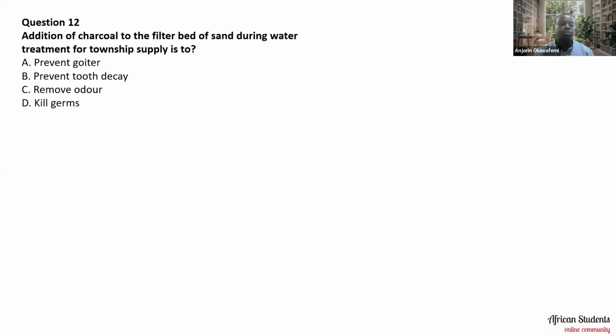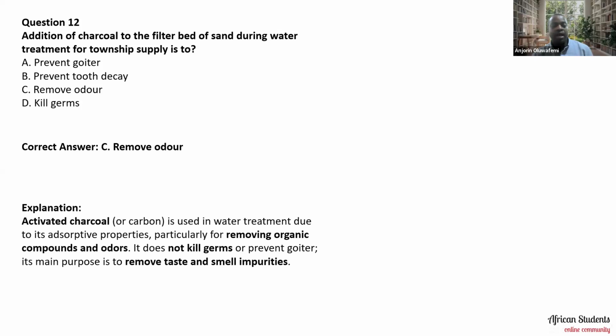Addition of charcoal to the filter bed of sand during water treatment for township supply is to prevent goiter, prevent tooth decay, remove odor, or kill germs. The correct answer is remove odor. Activated charcoal or carbon is used in water treatment due to its adsorptive properties, particularly for removing organic compounds and odors. It does not kill germs or prevent goiter. Its main purpose is to remove taste and smell impurities.